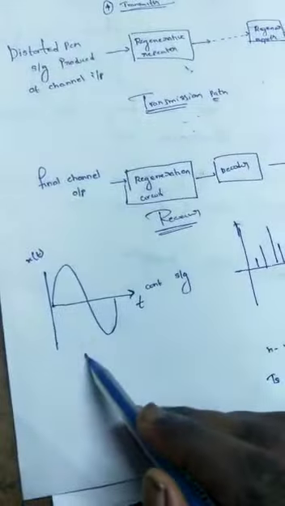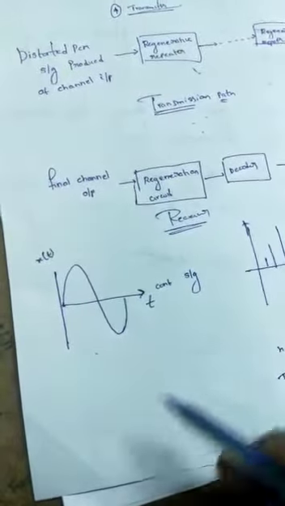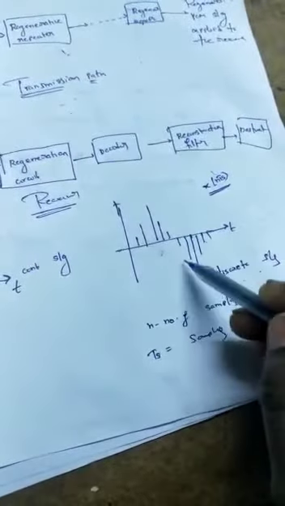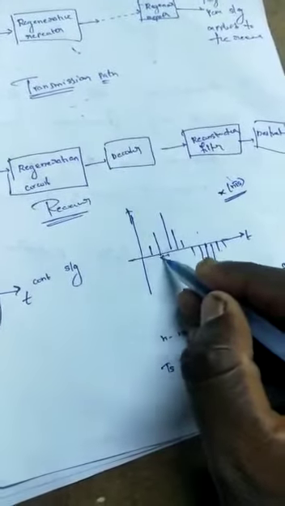Let us observe that this is a continuous signal, varying with respect to time. And the second one is the discrete signal. Discrete means discontinuous. These are the sample values. The time difference between each sample is called the sampling time period Ts.